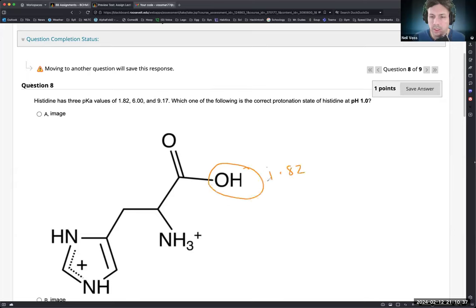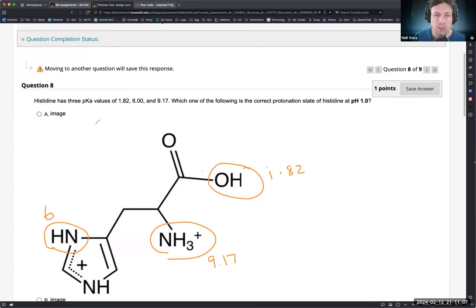We always know the carboxyl carbon on an amino acid is always going to be the 1.82, in the 1 to 2 range. The amino part of the amino acid is going to be in the 9 to 10 range. And then the side chain for histidine is going to be in the physiological pH, so close to 7, in this case 6.